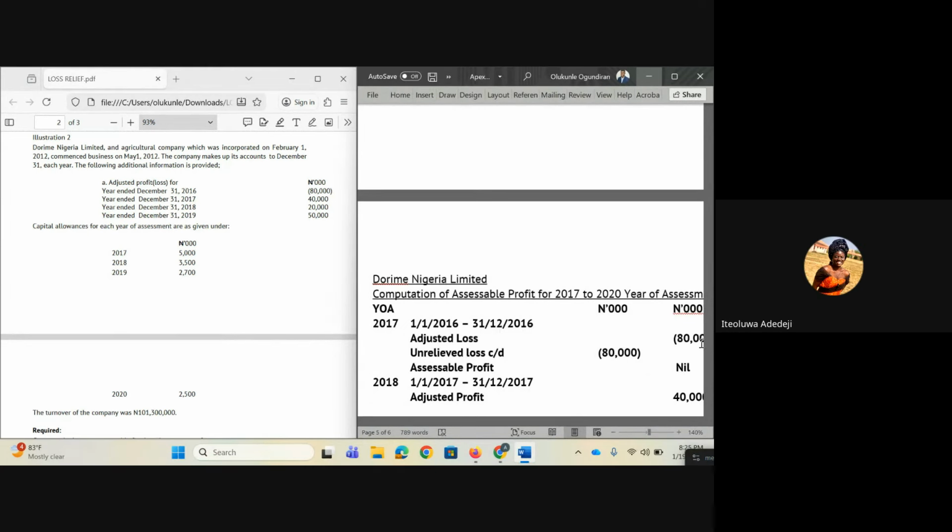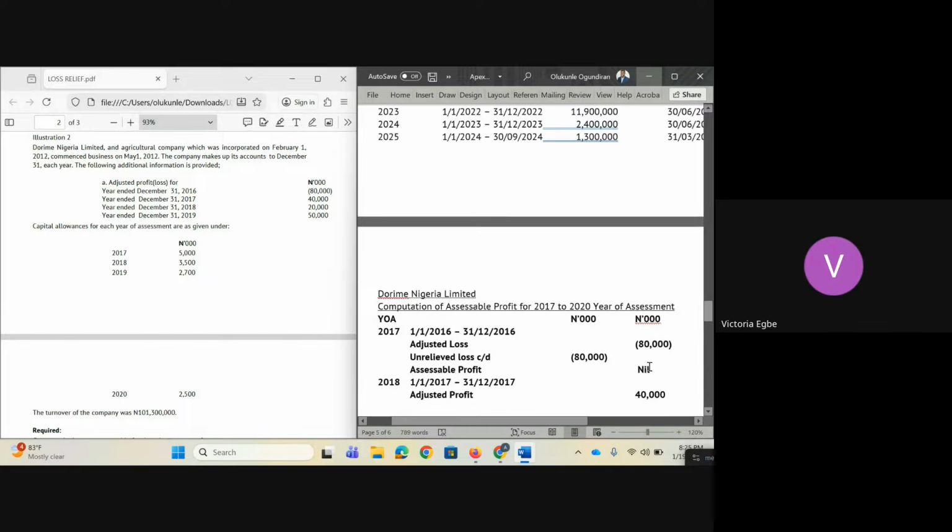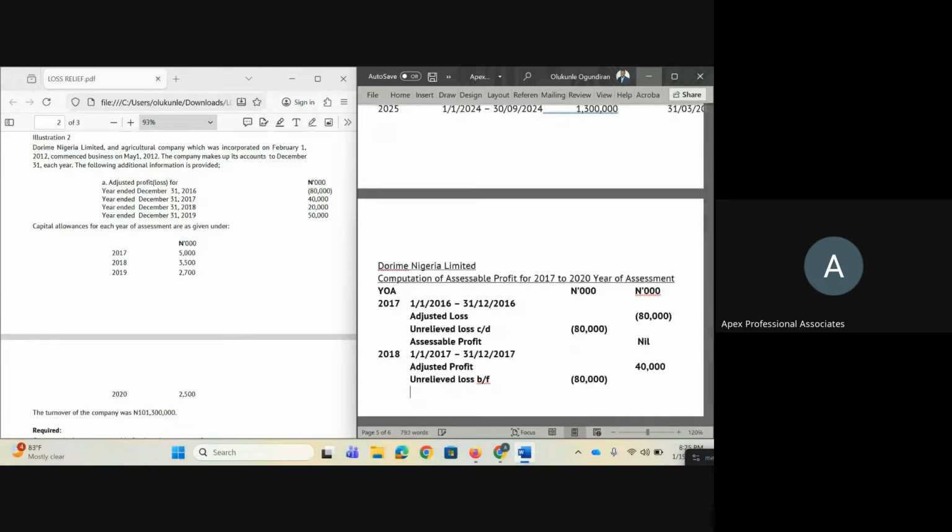Please, can you zoom in a little bit on the solution screen? Okay, perfect. Loss brought forward, 80,000. So you are taking loss relief. You know you cannot give what you don't have, right? Yes, sir, that is my figure.